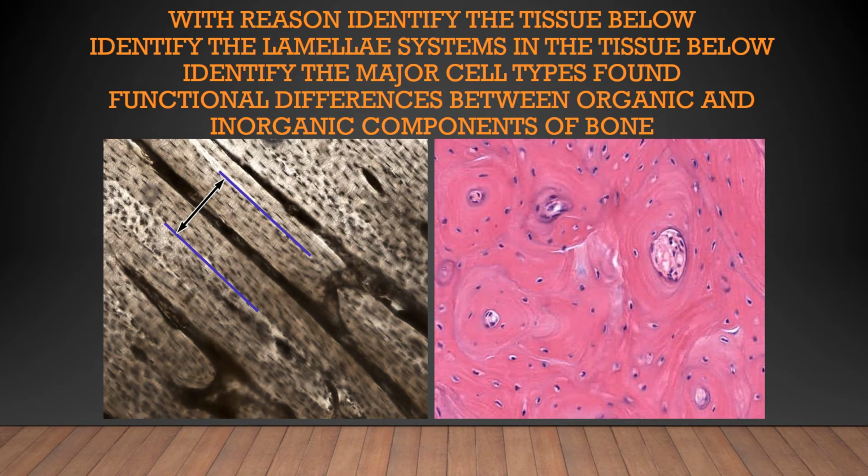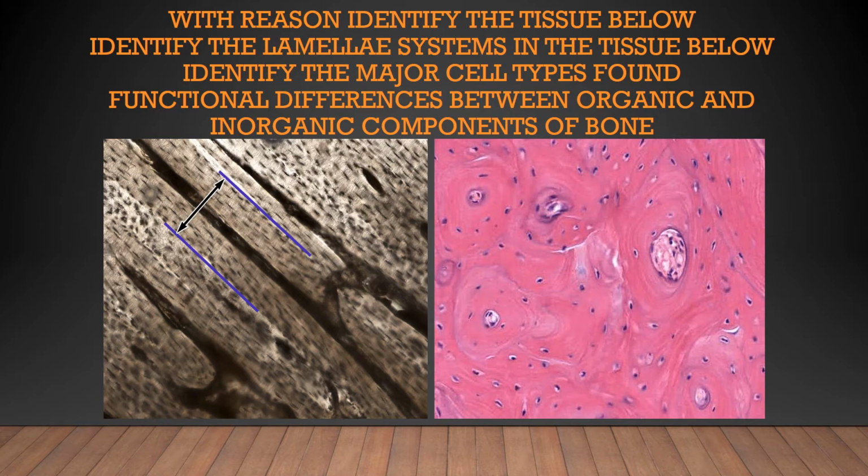So in terms of the lamellae system of bone, you have the circumferential lamellae, which contains an inner and outer circumferential lamellae, which line the endosteum and periosteum respectively. Then you have the interstitial lamellae, which is found interspaced between the various Haversian systems. And then you have the concentric lamellae, which forms part of the Haversian system.